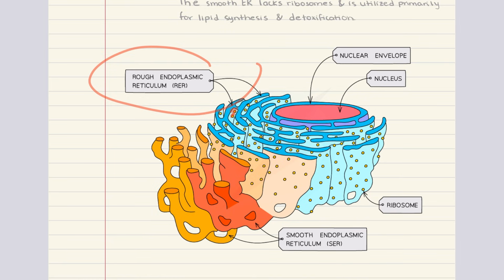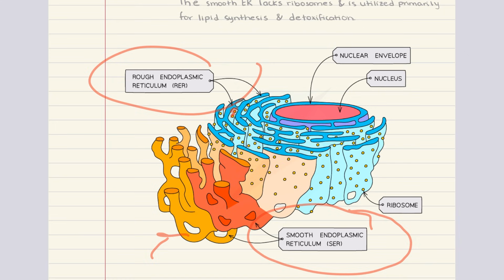Now, in contrast to that, the smooth endoplasmic reticulum lacks ribosomes, as you can tell. There are no ribosomes on the surface. It's therefore not involved in protein synthesis. Instead, it serves other functions.